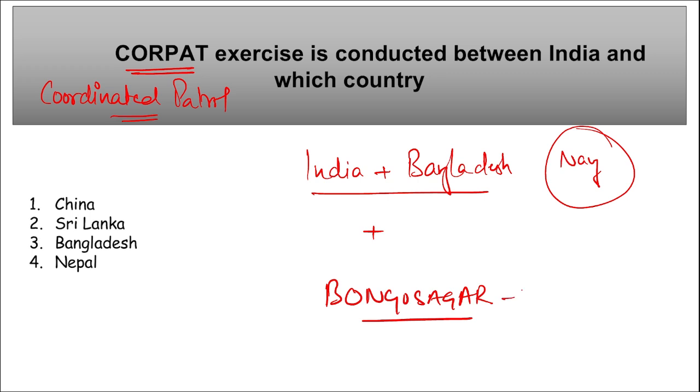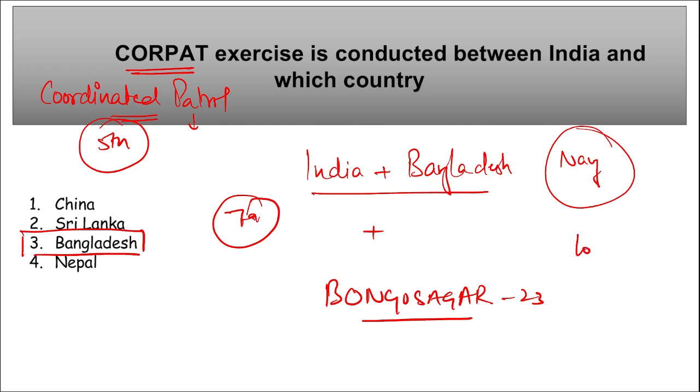Bongosagar 23, and this was the 5th edition of the CORPAT exercise, that is your coordinated patrol exercise held between Indian Navy and Bangladesh Navy. When was this exercise held, this CORPAT? These exercises were from 7th to 9th of November. And what is the location where these exercises were conducted? That is Bay of Bengal.